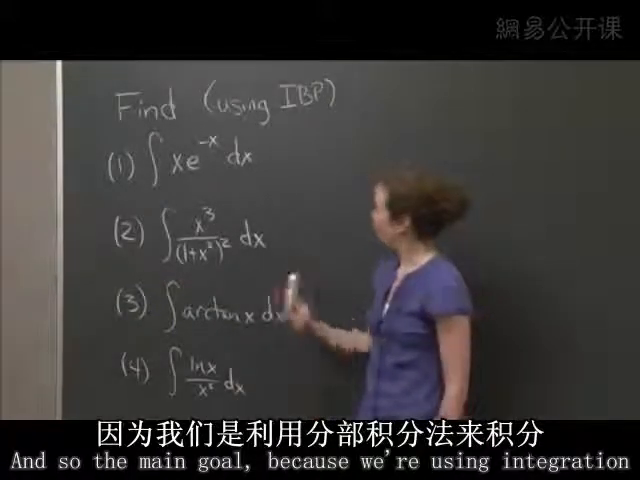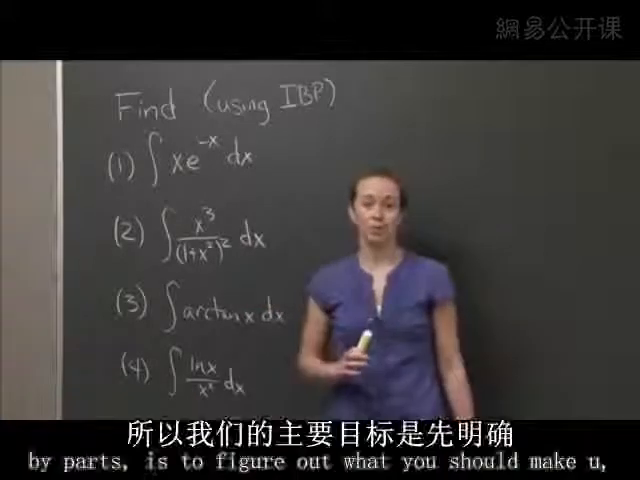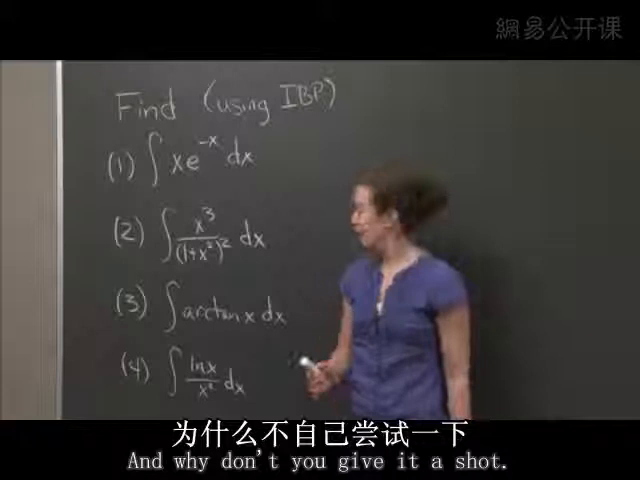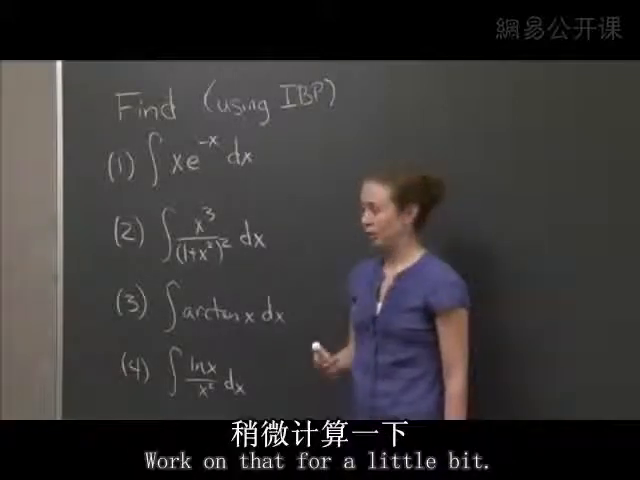And so the main goal, because we're using integration by parts, is to figure out what you should make u and what you should make v prime. And why don't you give it a shot, work on that for a little bit.